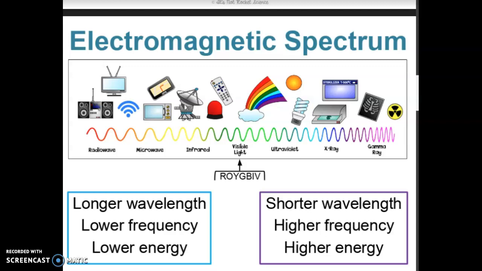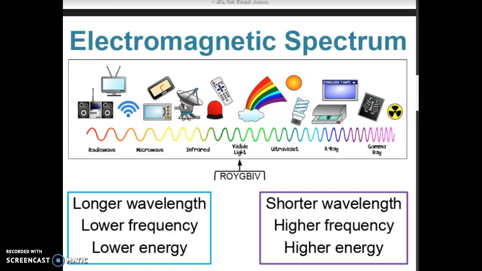So let's look at the very far left side at radio waves. You can tell that the wavelengths are longer as we travel right across the spectrum. So radio waves have the longest wavelength, which means they have the lowest frequency and the lowest amount of energy.